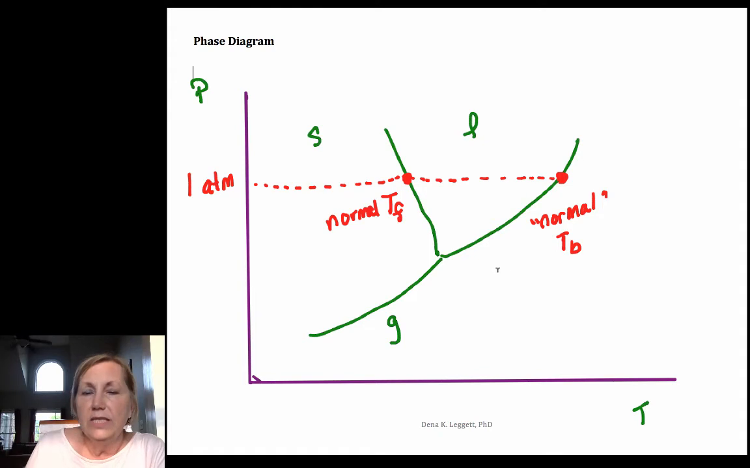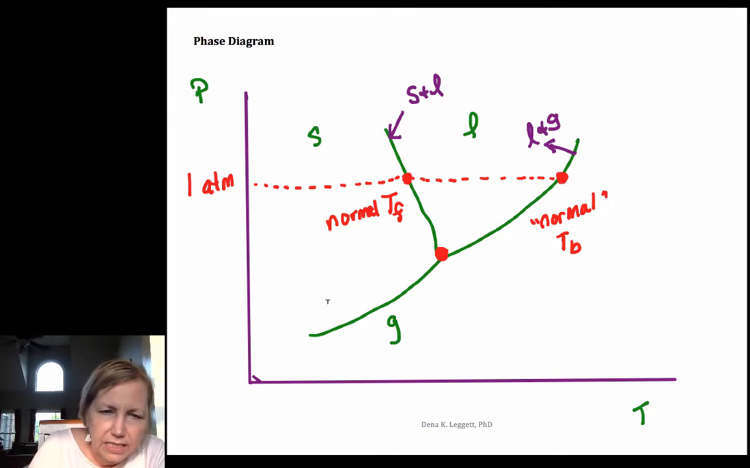Okay? Now, some other points you need to know is this one. At this point, let's first look at these other lines, and I think that point will make a little bit more sense. If you are on that line, you have both solid and liquid. During a phase transition, you have both phases present at the same time. On that line, I have both liquid and gas present. On this line, I have both solid and gas. So during the phase transition.